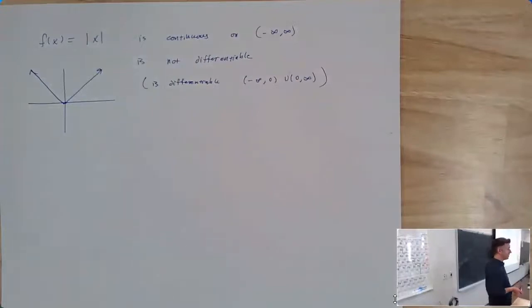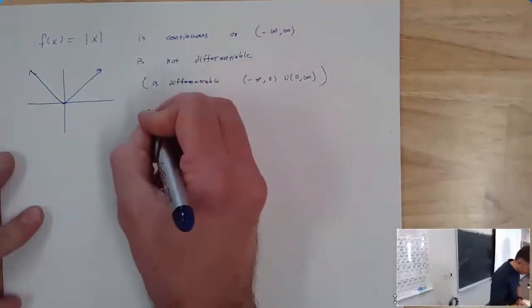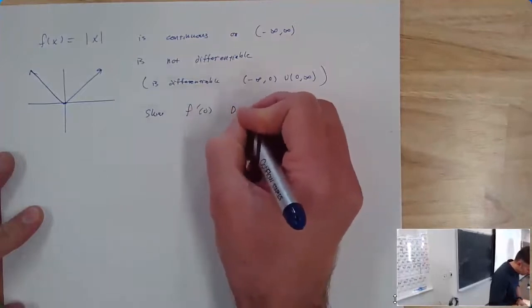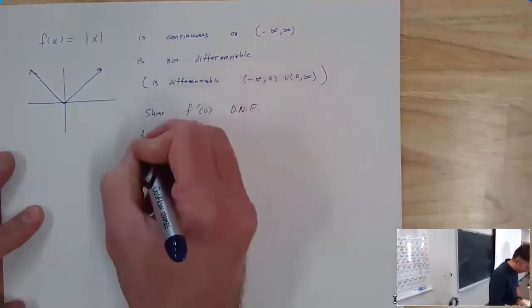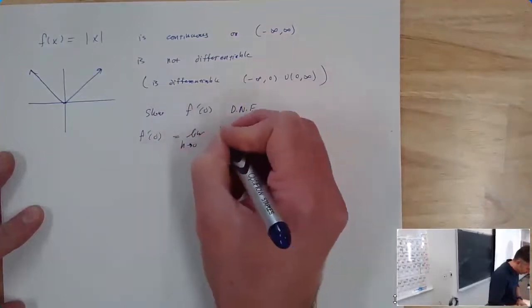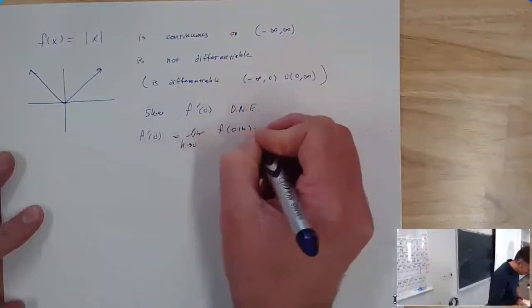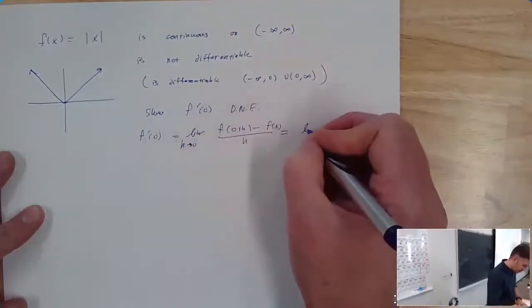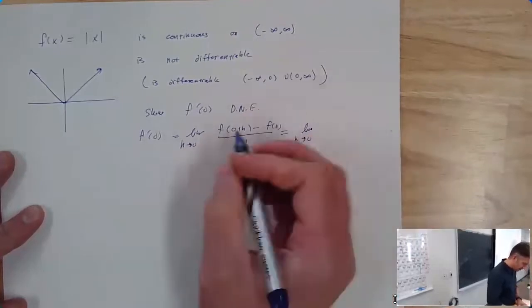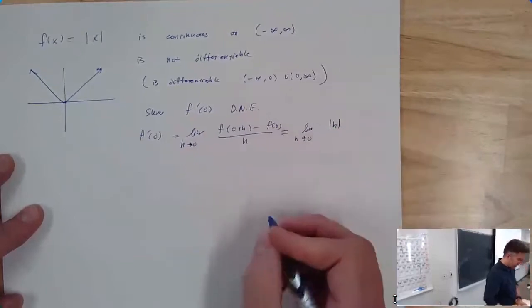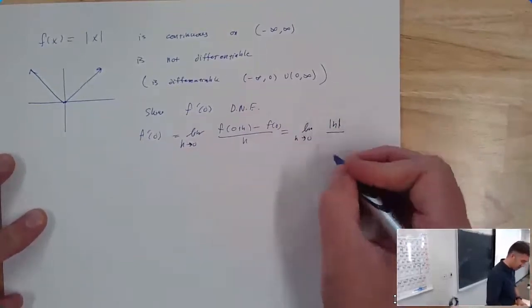How do you show it's not differentiable? You have to use the limit definition at 0. So you want to show that f prime of 0 does not exist. So you have to do, okay, f prime of 0 is the limit as h approaches 0 of f of 0 plus h minus f of 0 all over h. And then that ends up being the limit as h approaches 0 of the absolute value of 0 plus h minus the absolute value of 0 all over h.